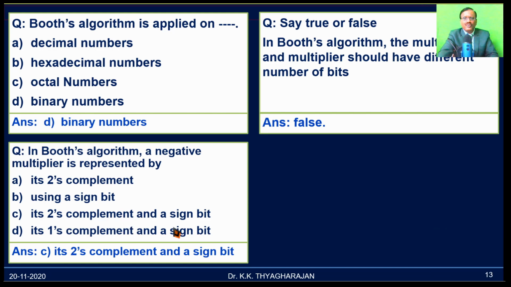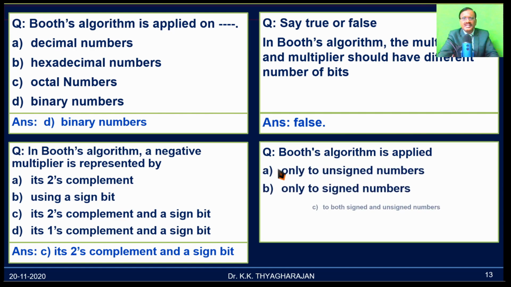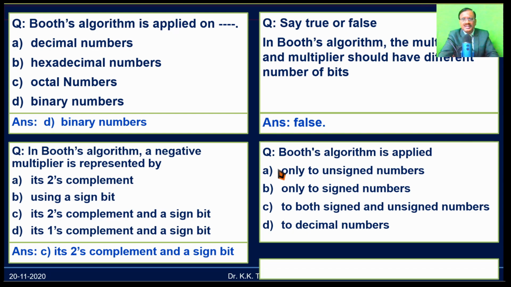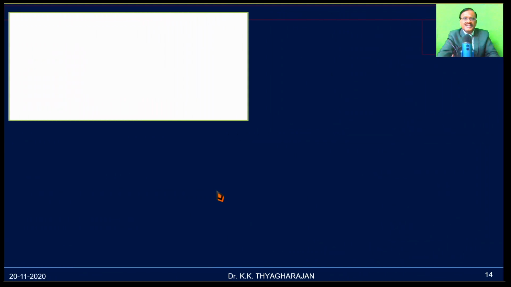Now let us see the fourth question. Booth's algorithm is applied only to unsigned numbers, only to signed numbers, to both signed and unsigned numbers, or to decimal numbers. We know that Booth's algorithm is applied to both signed and unsigned numbers. So C is the correct answer.